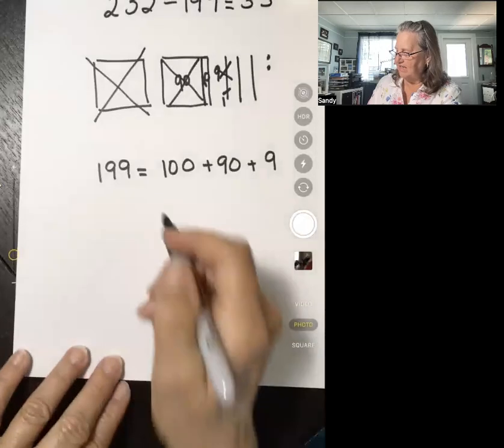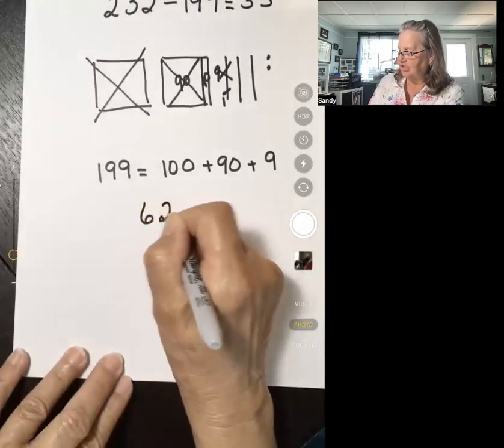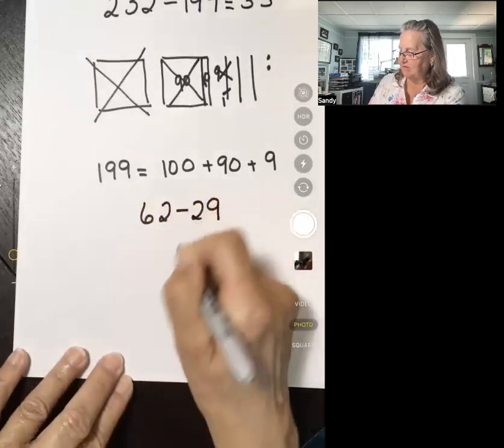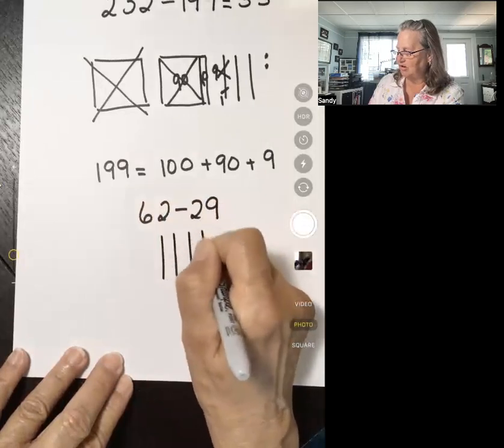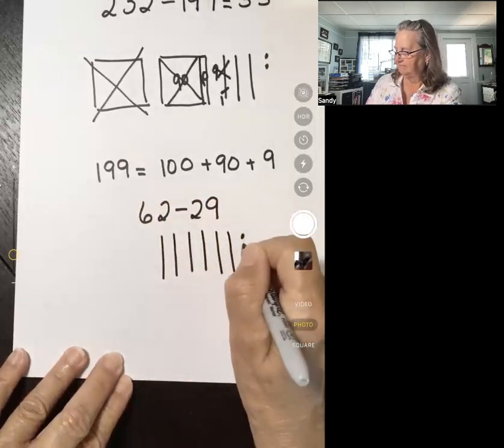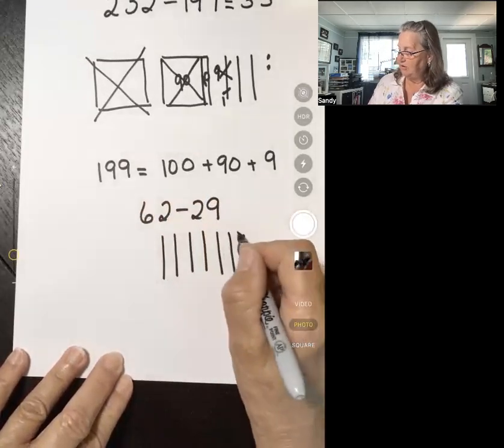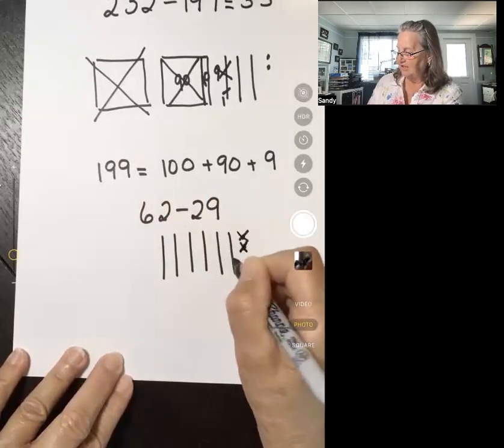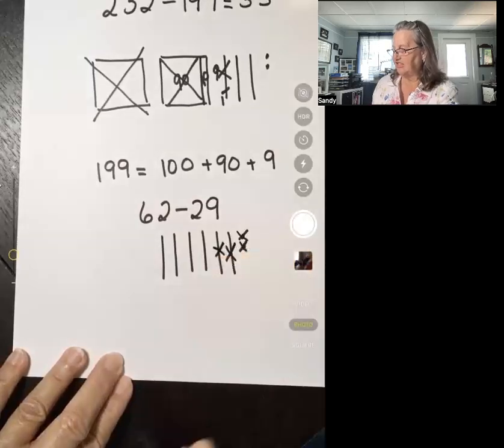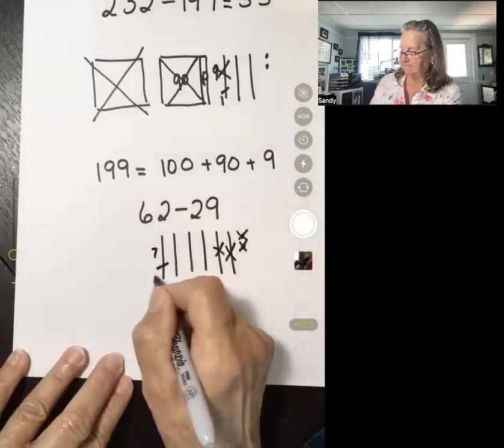Now, one more way that your children will use 62 minus 29, I'm going to start with this same drawing. Quite often what they'll do is they remove the 2 1s and 2 10s and know they still have 7 left.